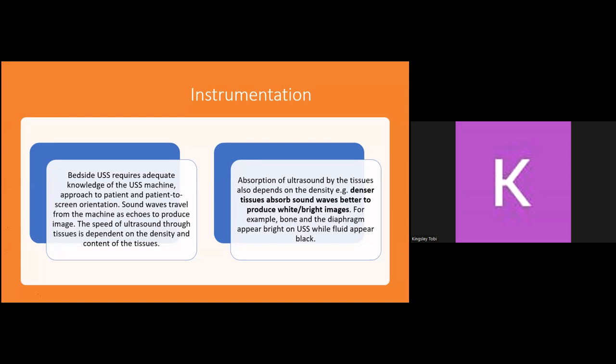Absorption of ultrasound waves by tissues also depends on the density. For instance, the denser the tissue, the more sound waves are absorbed, producing what we know as hyperechoic features, which are bright, white images. Bone, which is very dense, and the diaphragm will appear bright on ultrasound, whereas fluid, which is less dense, will appear black.